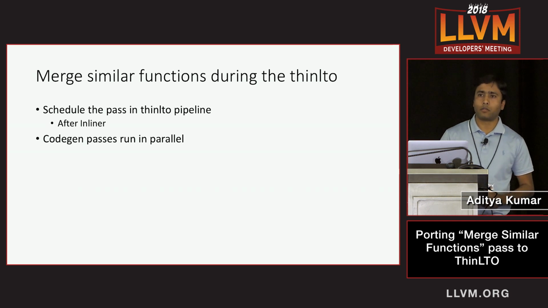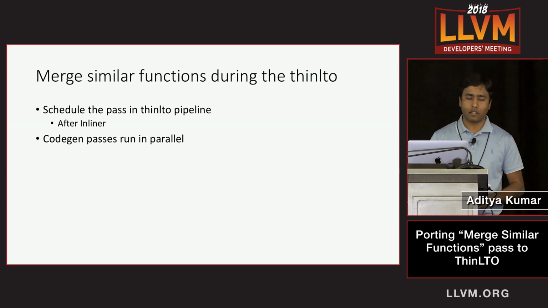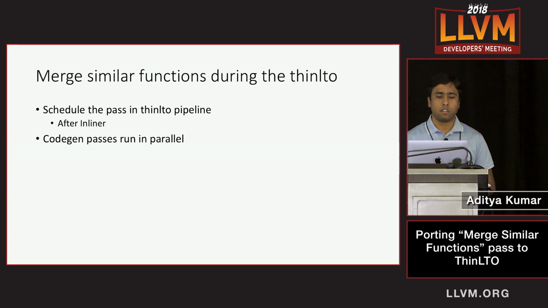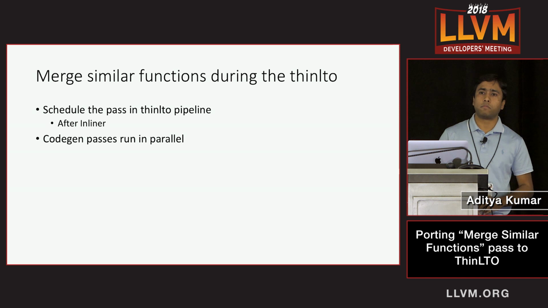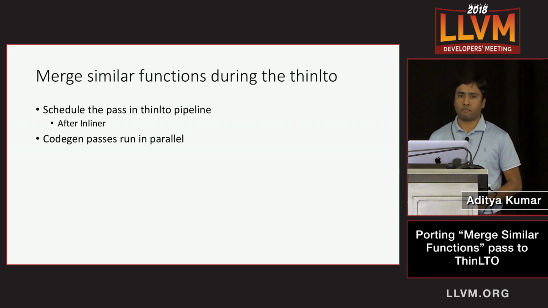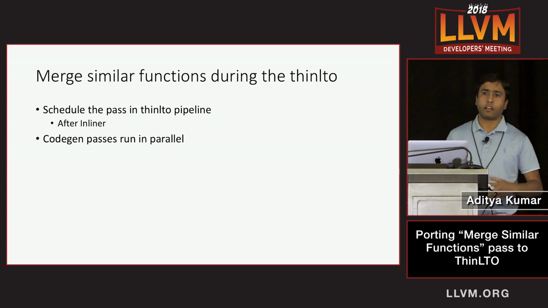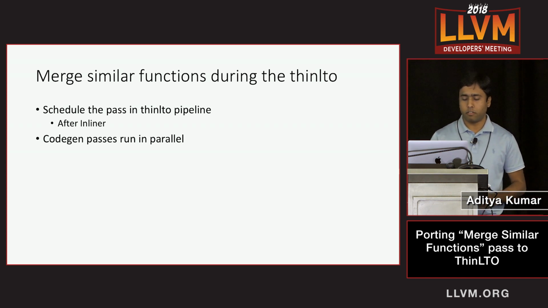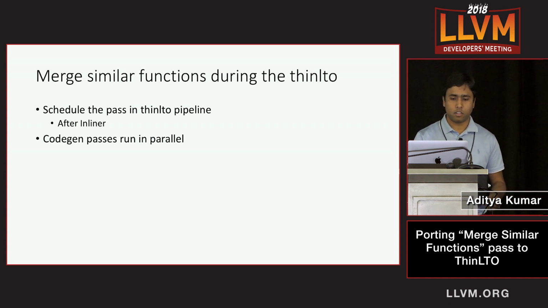And the last step is to run the function merging optimization during the ThinLTO stage. So all we need to do here is add a couple of lines in the LLVM pass manager and schedule the function merging after the inliner, because the inliner can undo the effects of function merging. That's about it.